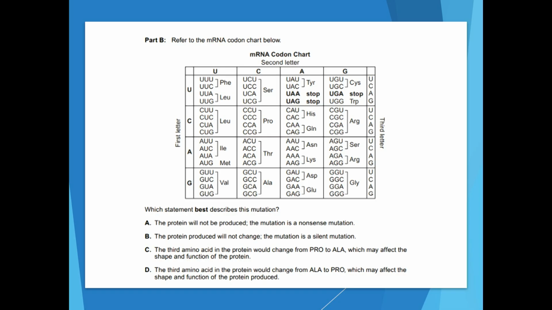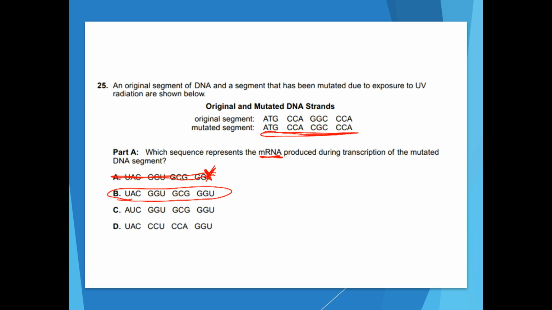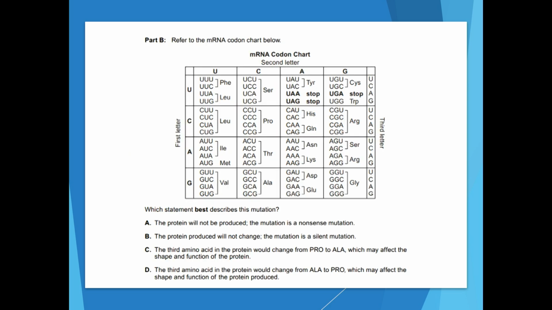Okay, this says, refer to the mRNA codon chart below. Which statement best describes this mutation? And it's talking about the mutation that we were just looking at earlier. So here's where the mutation occurred. This third codon is where the mutation happened. You can see that this is a C instead of a G. The answer for this one is C. The third amino acid in the protein would change from one amino acid to another, which may affect the shape and function of the protein.